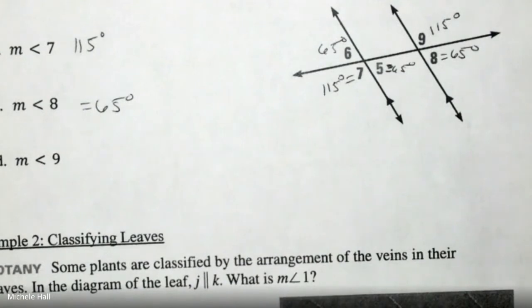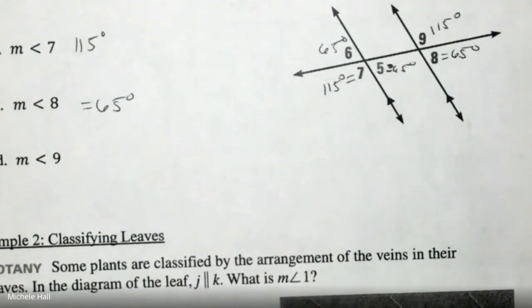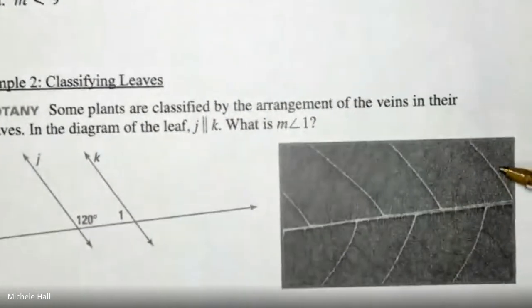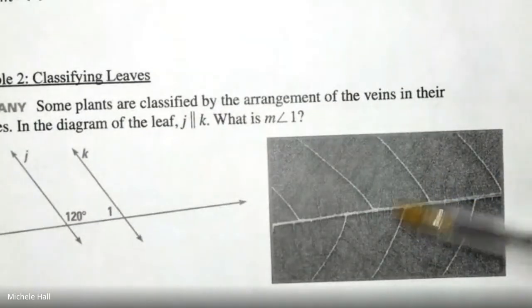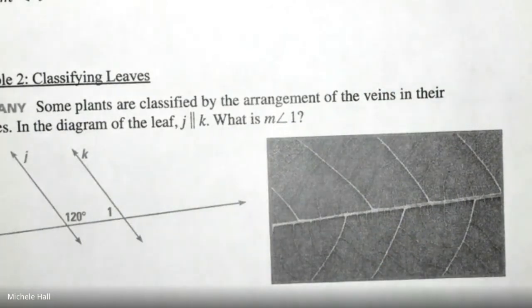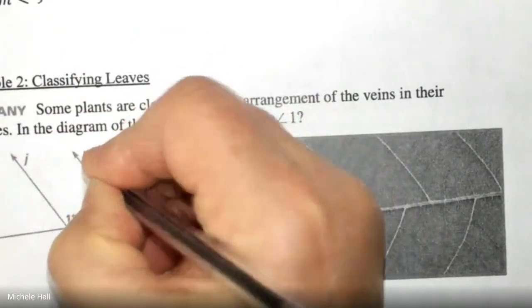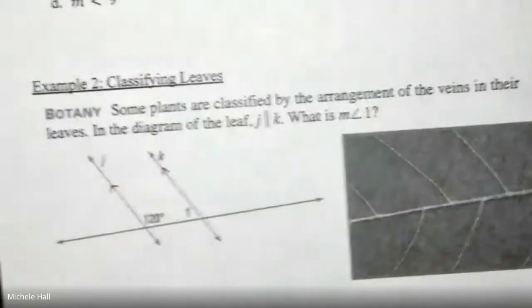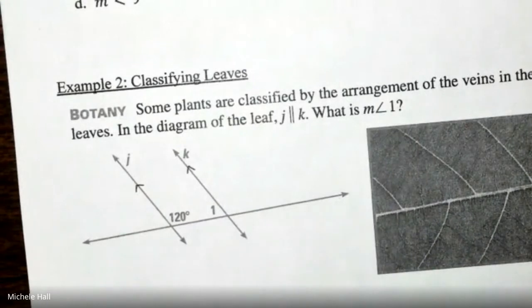Classifying leaves. Some plants are classified by the arrangement of their veins. Notice the veins. They're alternating on both sides of that. In the diagram of the leaf, J is parallel to K. So I could put arrows on these like this. If I had to put them on it myself, that's what it would look like to say they're parallel. Put the little arrows on it.